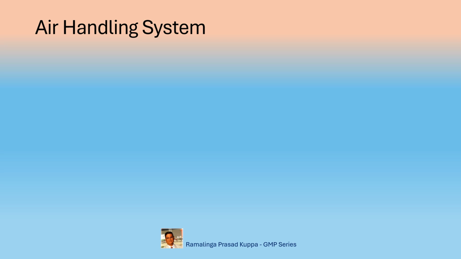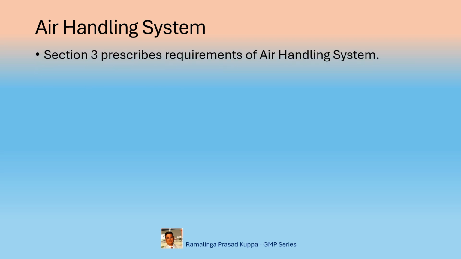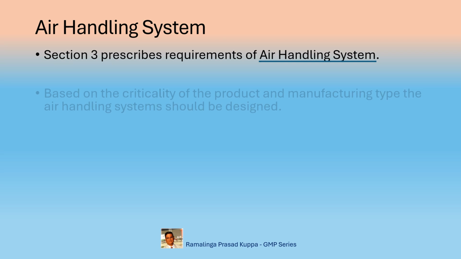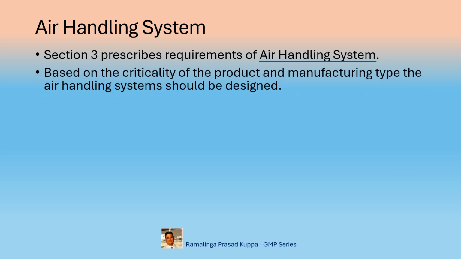Air handling system. Section 3 prescribes requirements of air handling system. Air handling systems are very critical for maintaining dust-free, filtered air in the sterile manufacturing area. The product quality would get compromised if viable and or non-viable particulate matter are beyond the approved specifications. So it should be controlled through proper air filtration through several grades of filters, starting from coarse filters to final HEPA filters. Based on the criticality of the product and manufacturing type, the air handling systems should be designed.